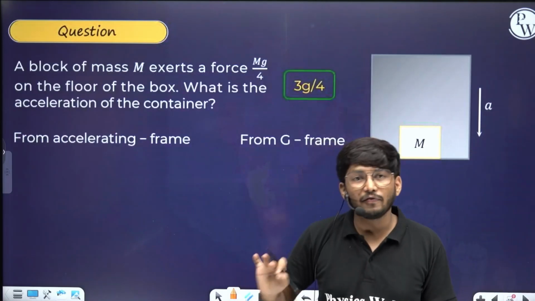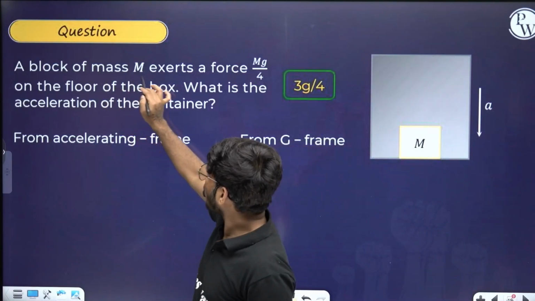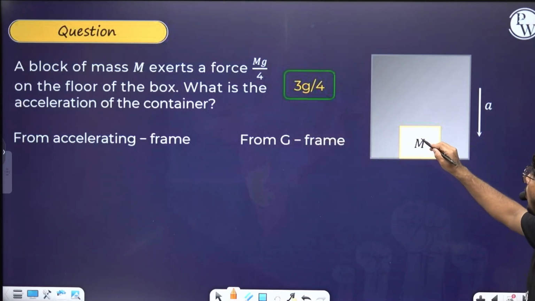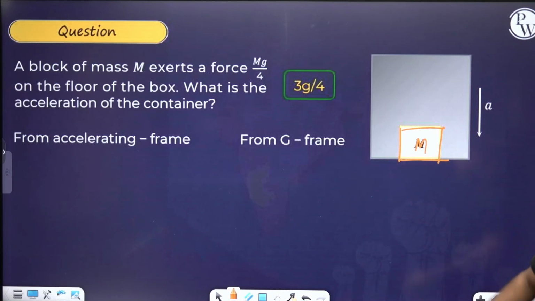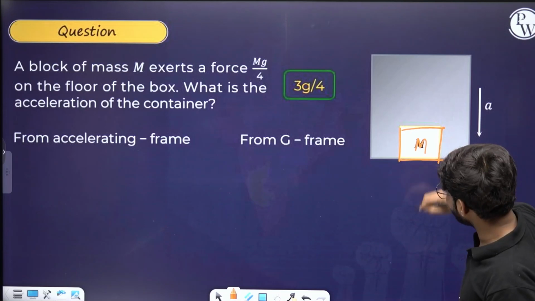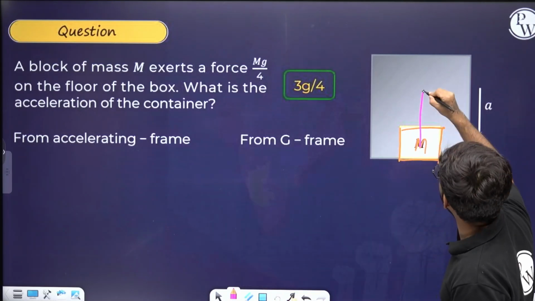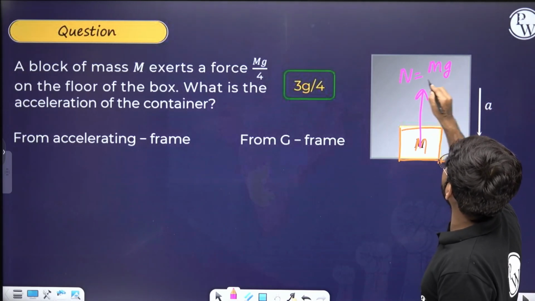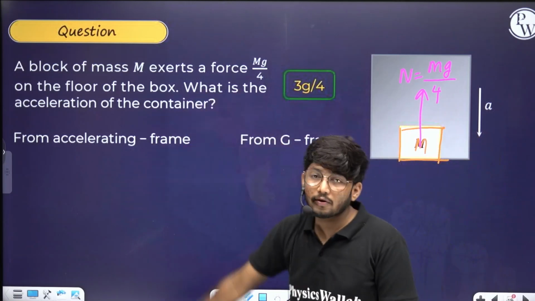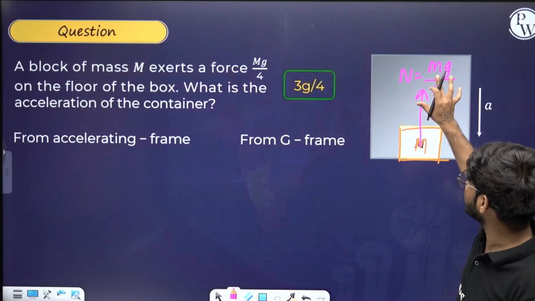So let us solve a problem using both the lift frame and the ground frame. A block of mass m, there is a block of mass m, right? This exerts a force mg by 4 on the floor. So in reaction to that, the floor will also exert the same force in the opposite direction, right? This normal reaction is mg by 4, so the floor will also exert a force on the block. That normal reaction is mg by 4.